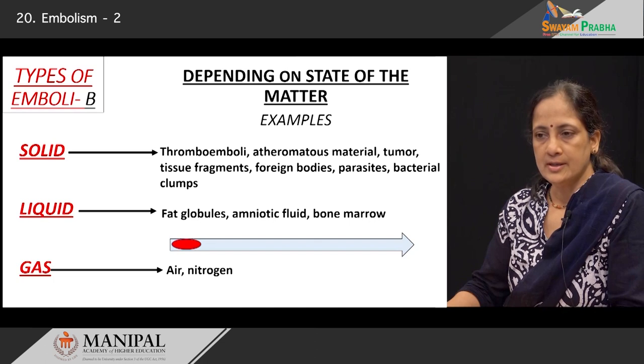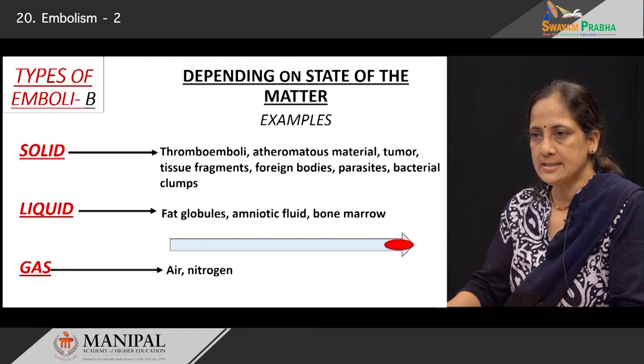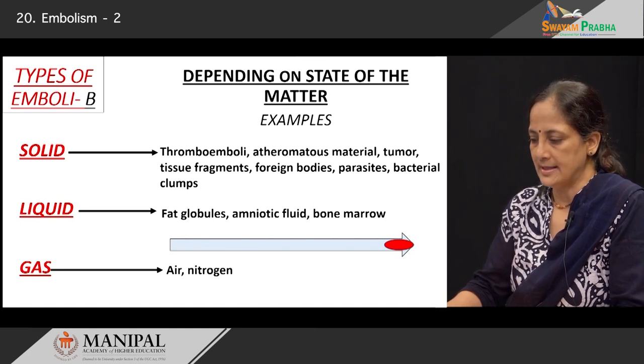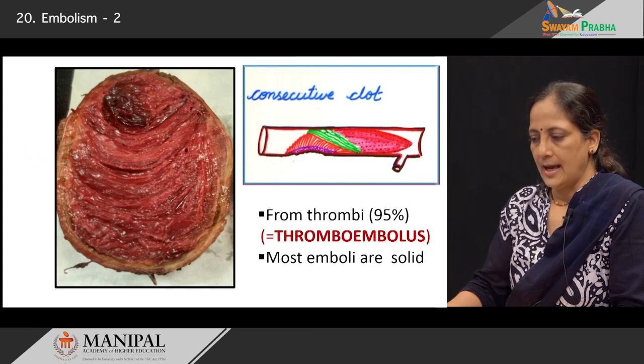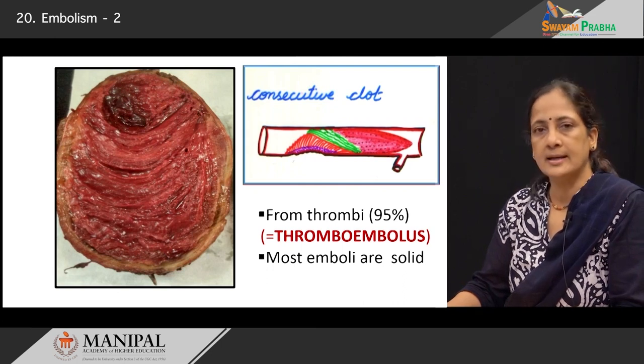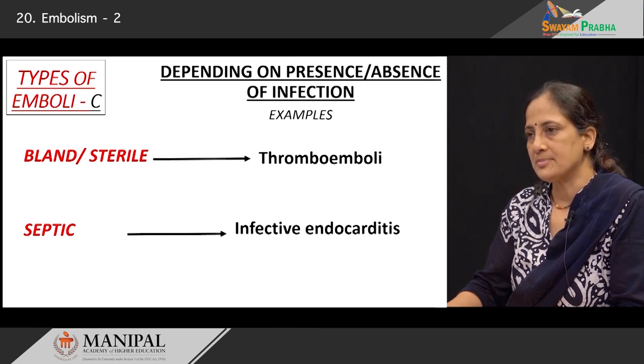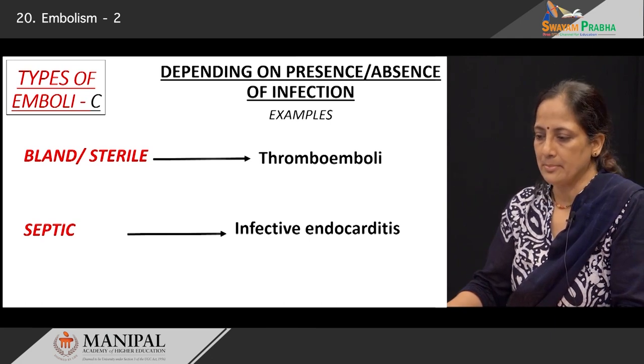Irrespective of whether it is solid, liquid or gas, remember, it moves from its point of origin to a distant site before it occludes the vasculature. As most of these emboli are thromboemboli, a majority of the emboli are solid rather than liquid or gas. Yet another way of classifying emboli depends on the presence or absence of infective agents within the sample. For example, if it is the usual thromboembolus, it's usually sterile and therefore it's also called a bland embolus.